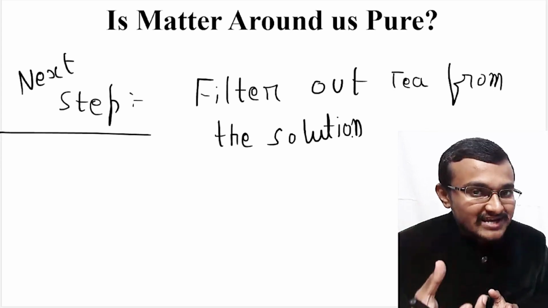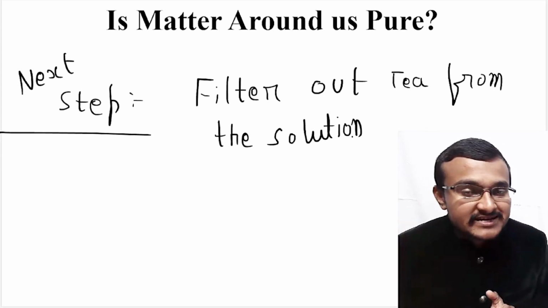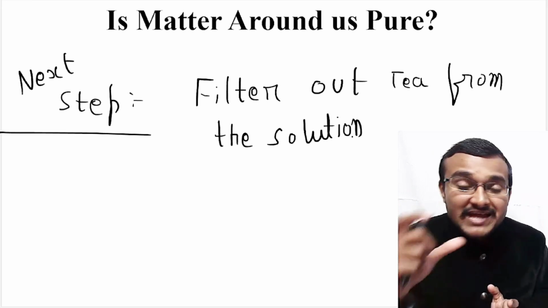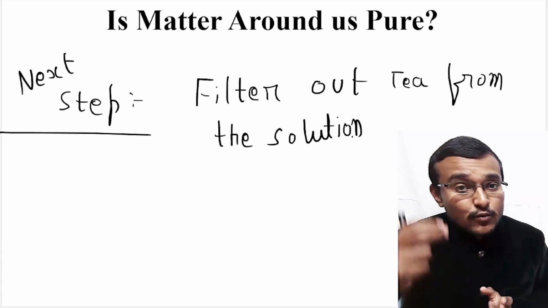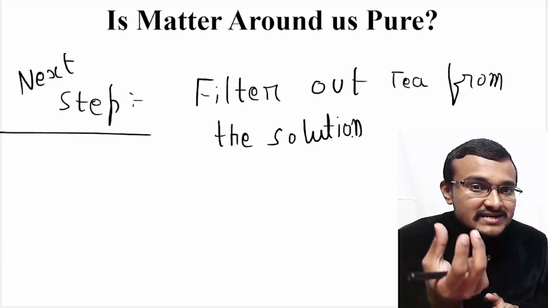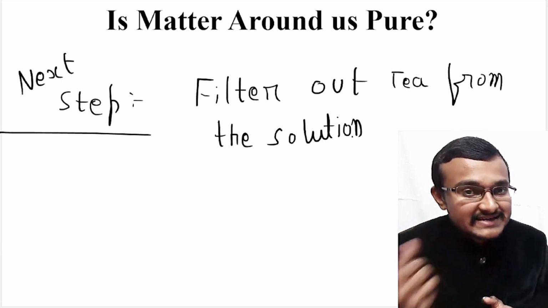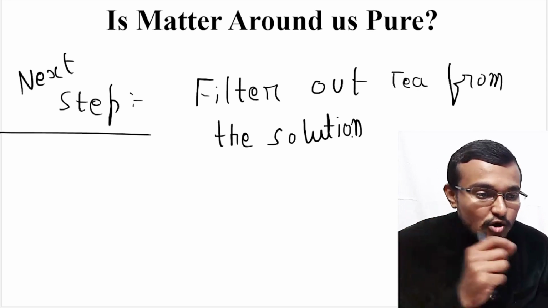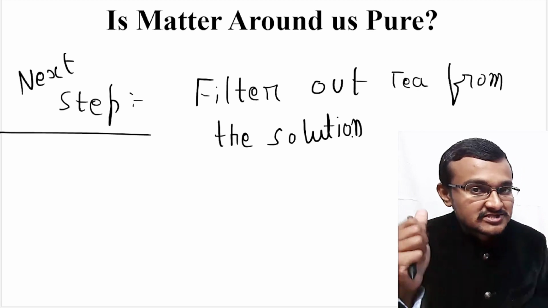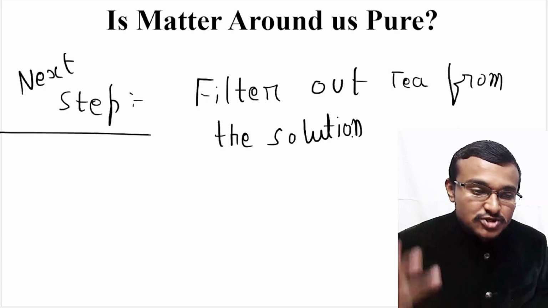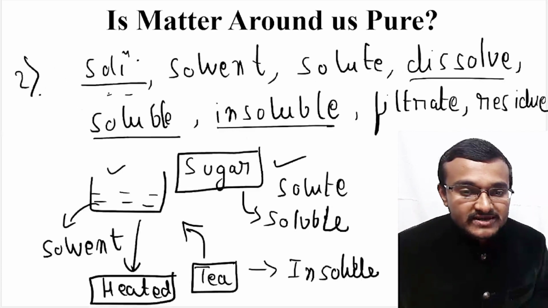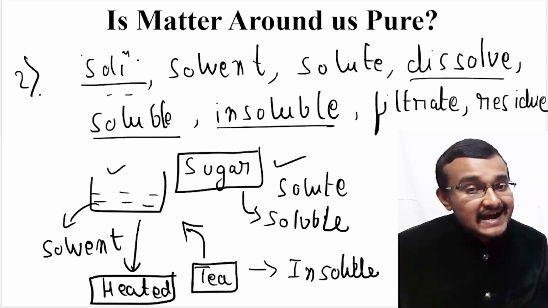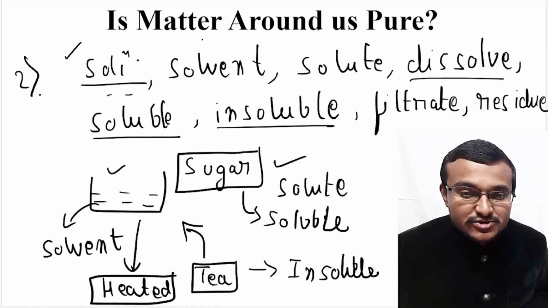So after boiling, the next step is to filter out the tea from that solution, and the tea is ready. After filtering out the tea, whatever tea particles remain is known as residue. So you have used all the words they have given: solution, solvent, solute, dissolve, soluble, insoluble, filtrate and residue. Here water, sugar and milk will form a homogeneous solution.